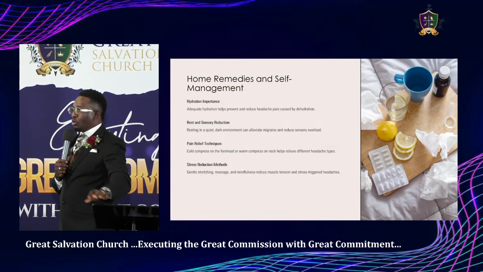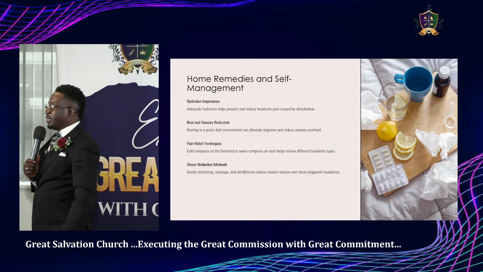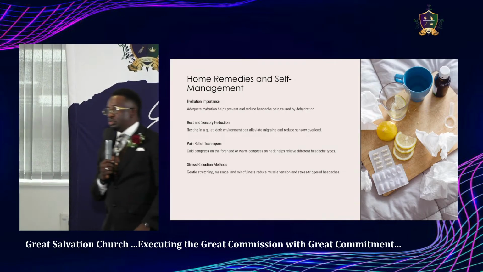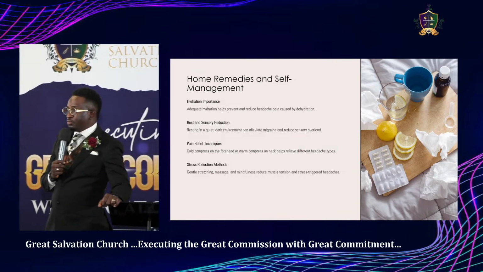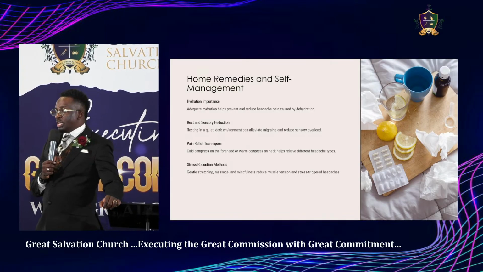Pain relief: a cold compress on the forehead works. A warm compress on the neck helps relieve different headache types. Stress reduction, gentle stretches, massages, and mindfulness reduce muscle tension and stress-triggered headaches.